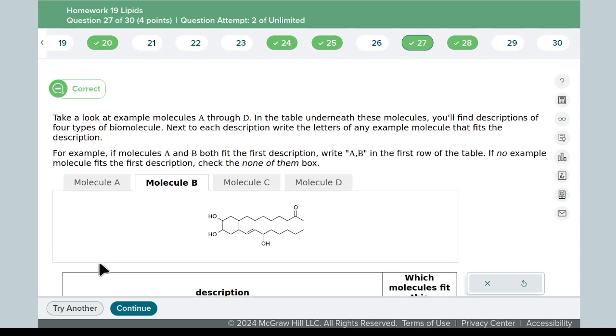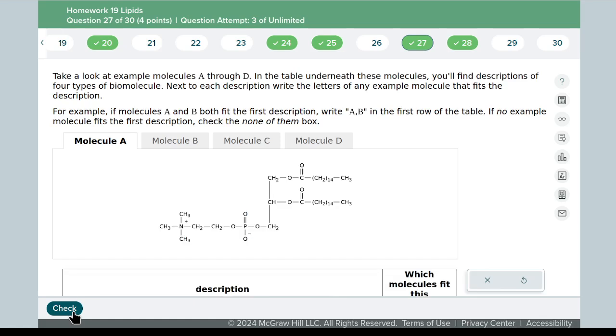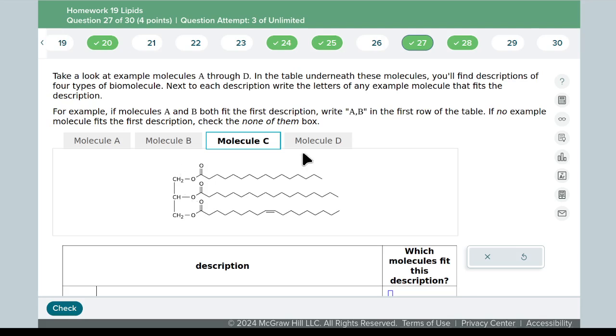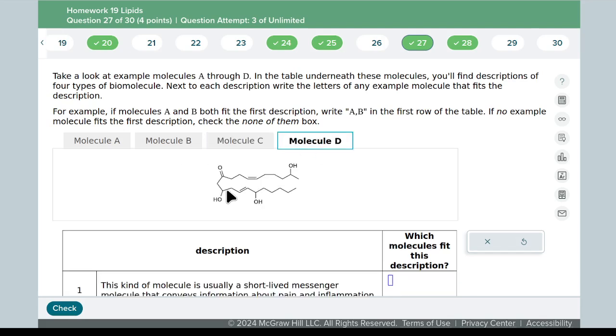Now I'm just going to do more of the same, but I'm going to find something with a steroid molecule so that we can answer that question. Phospholipid. Fake us out. Triacylglycerol. Fake us out on prostaglandin, so not that.